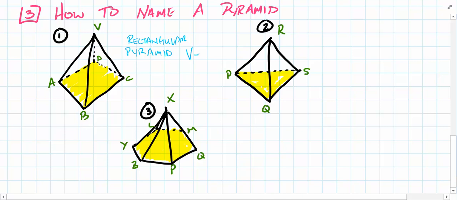Yes? Sorry, for number 3, is the base a pentagon or a hexagon? We'll get there. Okay? Well, I'm just asking so I can draw. Yeah, we'll get there. Okay, we'll get there.